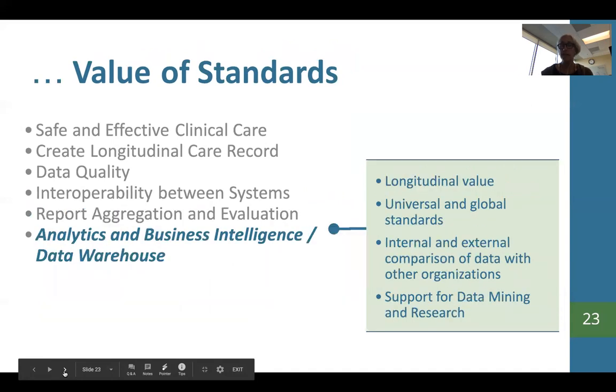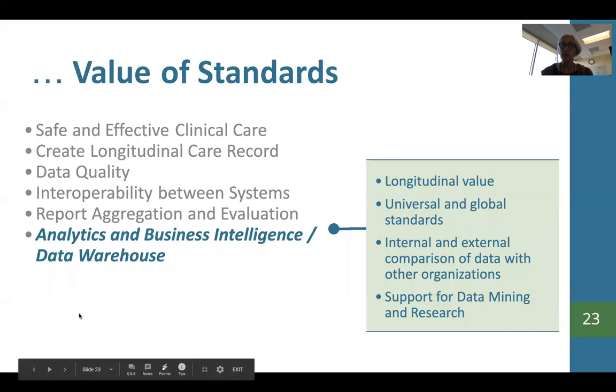Finally, we have analytics and business intelligence in a data warehouse. This is a topic that people have been talking about for decades, how critical it is that we have a place where we can pull data together and do an analytics and evaluation of that data from a business intelligence perspective. It allows us to data mine and provide research, and it also allows us to look at things like clinical quality, the amount of care that's being given to a population.